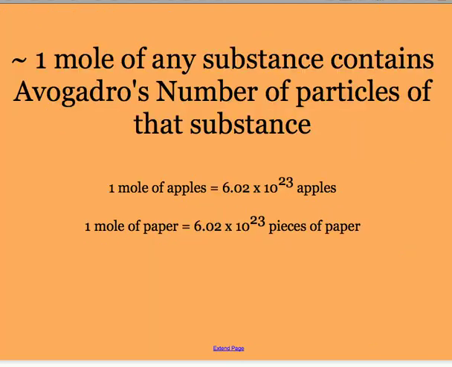So again, if I say I want a mole of apples, you're getting me 6.02 times 10 to the 23rd. If I say I want a mole of paper, you're getting me 6.02 times 10 to the 23rd. That would go to the sun and back a couple times. So it's a large number.